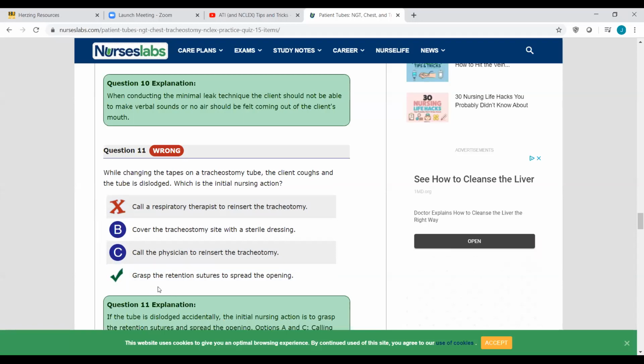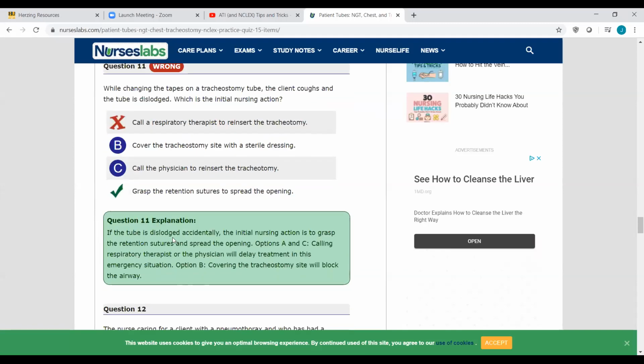So this is what they want you to do. They don't want you to just shove it back in. If the tube is dislodged accidentally, the initial action is to grasp the retention sutures and spread the opening, because you're worried that this opening is going to start closing up.